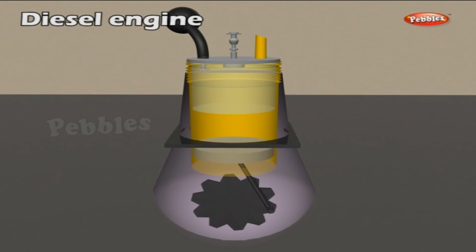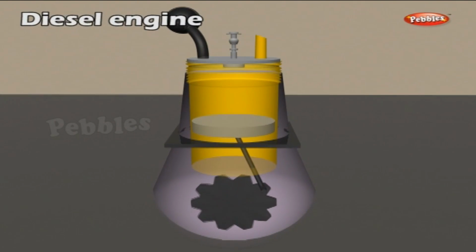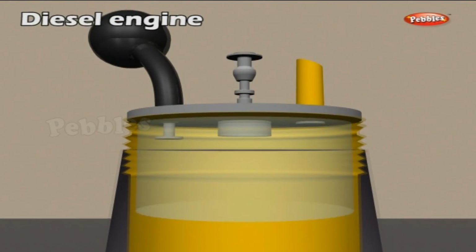Construction. It consists of a very stout, tough cylinder and has two valves, one inlet valve I and another exhaust or outlet valve O. An arrangement is made in it to spray fuel, that is diesel, just before the working stroke. Working. It is a 4-stroke engine. The strokes are, first, the charging or suction stroke.